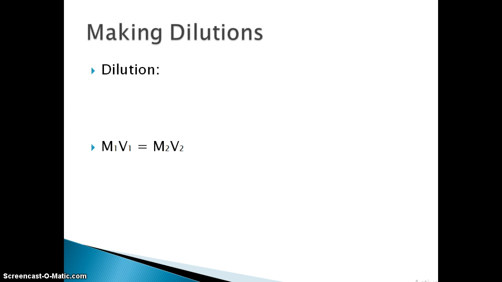And to do that, we use this equation. M1V1 equals M2V2. Wow, that highlighting didn't really work out. Let's erase that. Try it again. All right, we're going to use this equation. There we go. M1V1 equals M2V2.